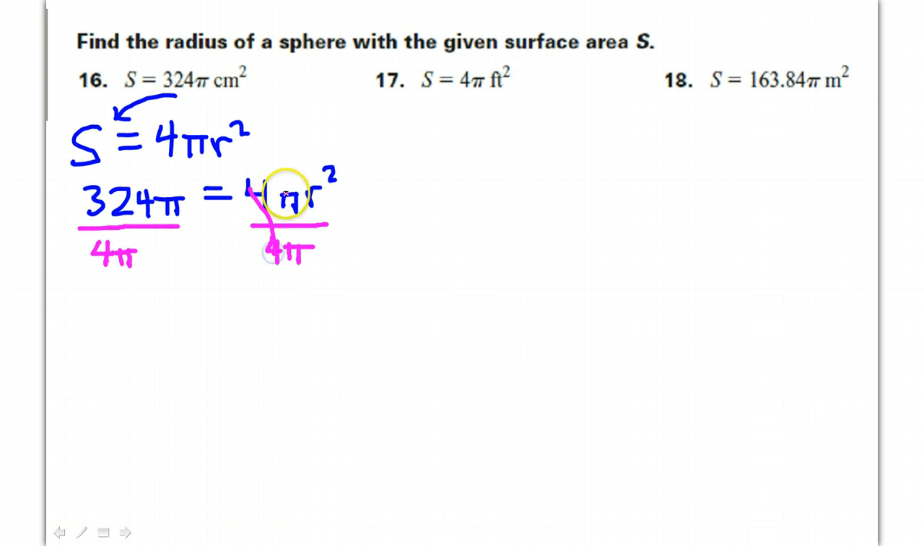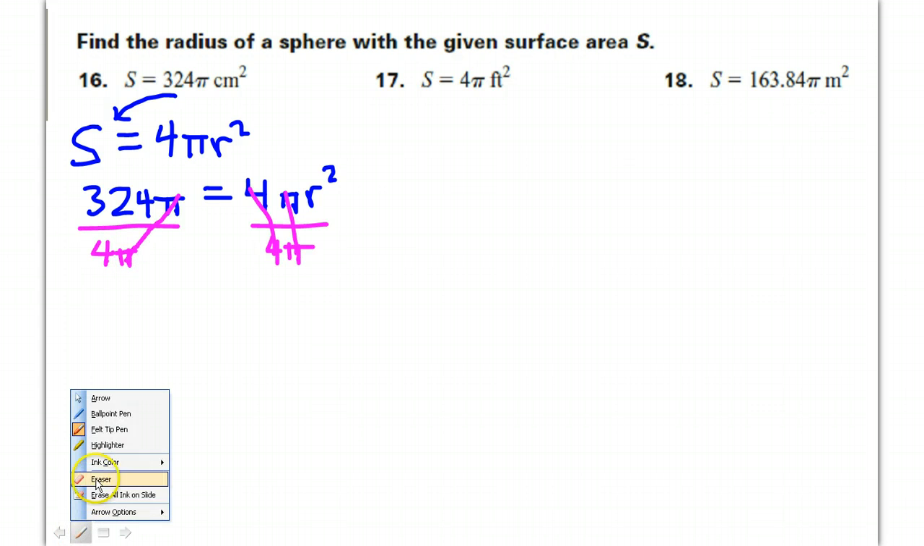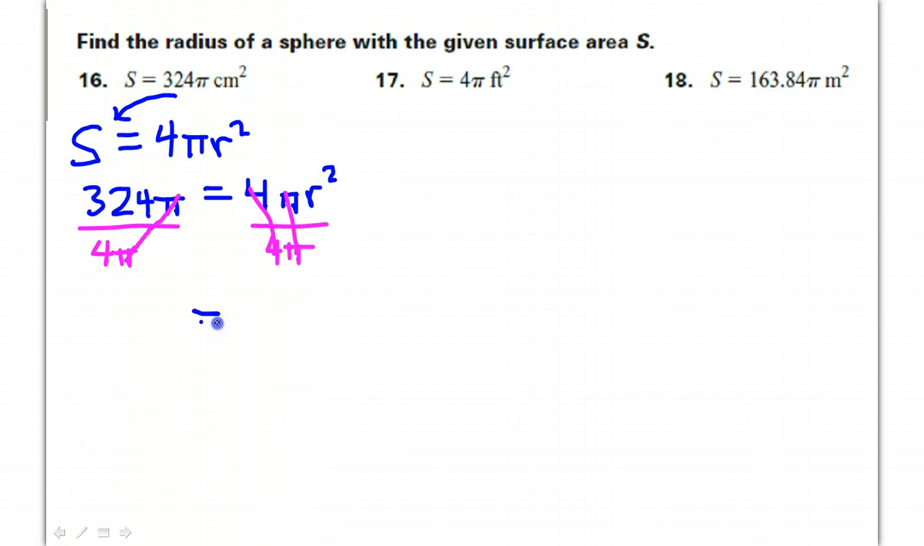Okay, that way these 4's and pi's will cancel out, and these pi's will cancel out. What am I getting for r now? 81. Yeah. Okay, so the radius is 81. Now, oh, that's what we're supposed to find, the radius.